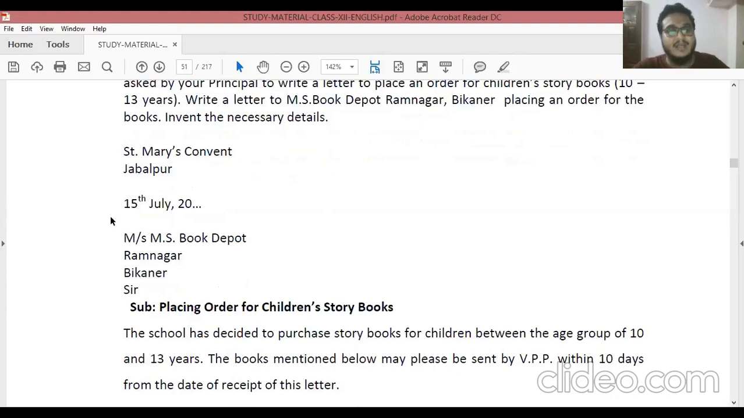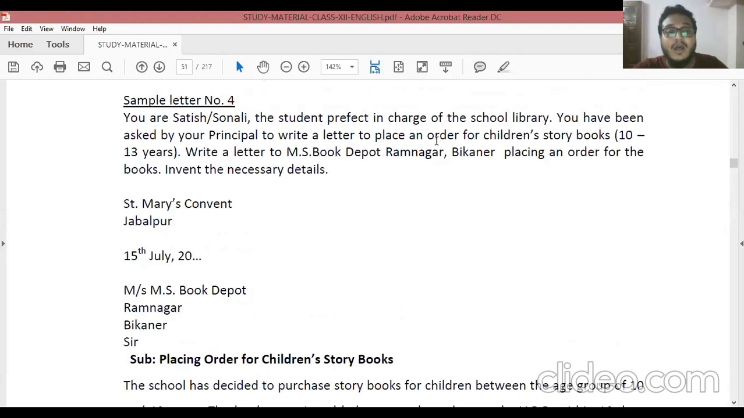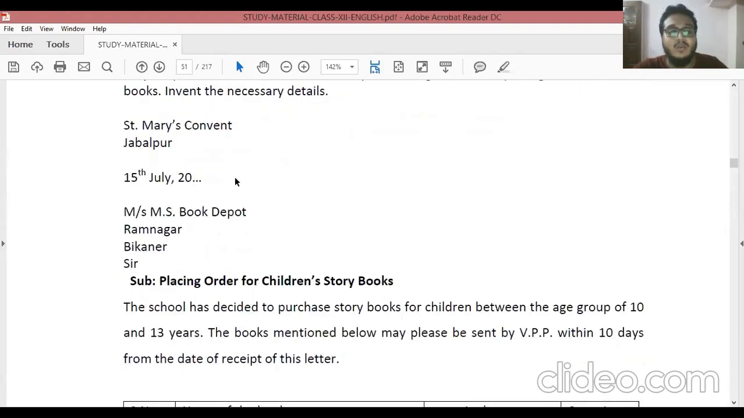Leave a line. Date: 15 July, 2020. MS Book Depot, Ramnagar, Bikaner. Subject will again come under it. Leave a line, then write the subject. Placing order for children's storybook. No copy paste from the question. Very to the point, you are going to write your subject.